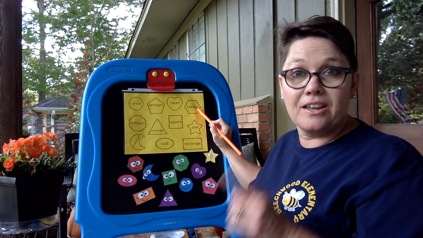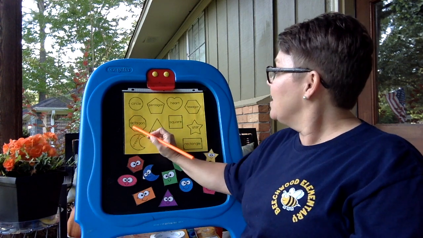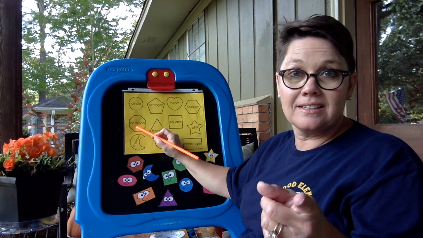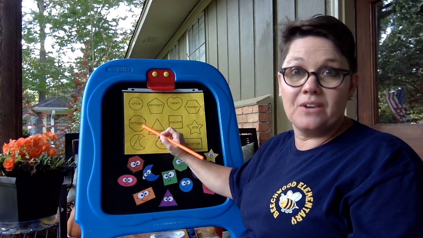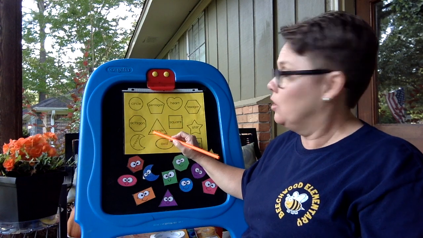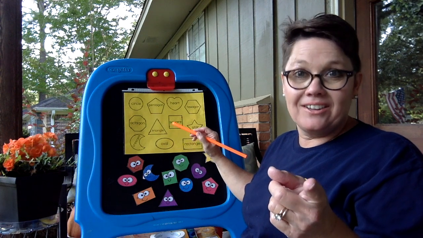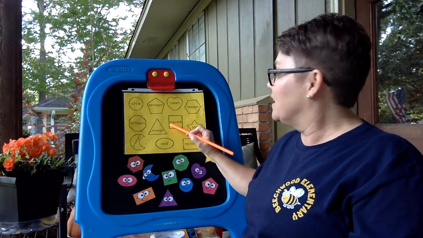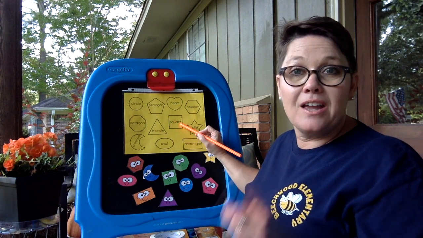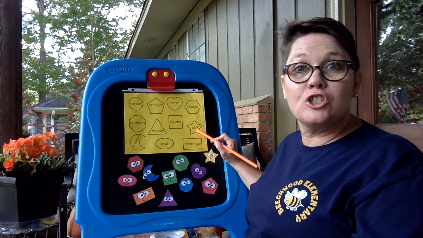The next one is a hexagon. A hexagon. You say it. Hexagon. Good job. The next one is an octagon. Octagon. You say it. Octagon. Very good. The next one is a triangle. Triangle. You say it. Good job. The next one is a square. A square. You say square. Good job. The next one is a star.